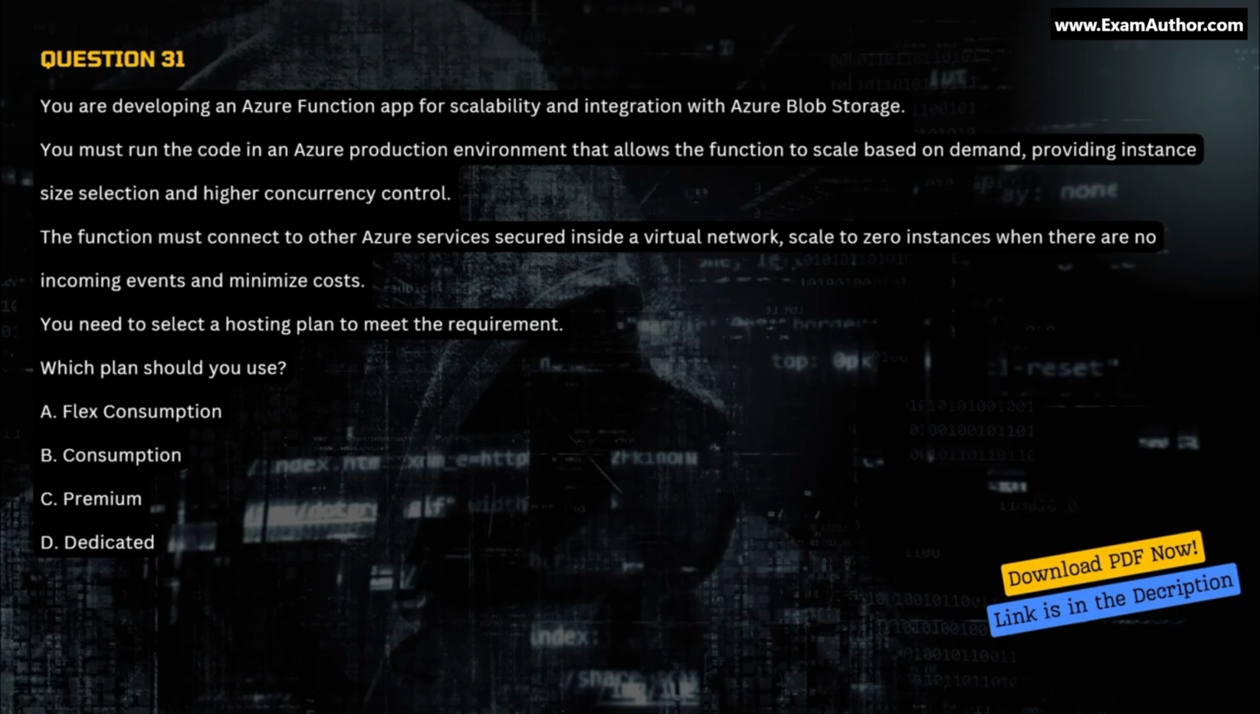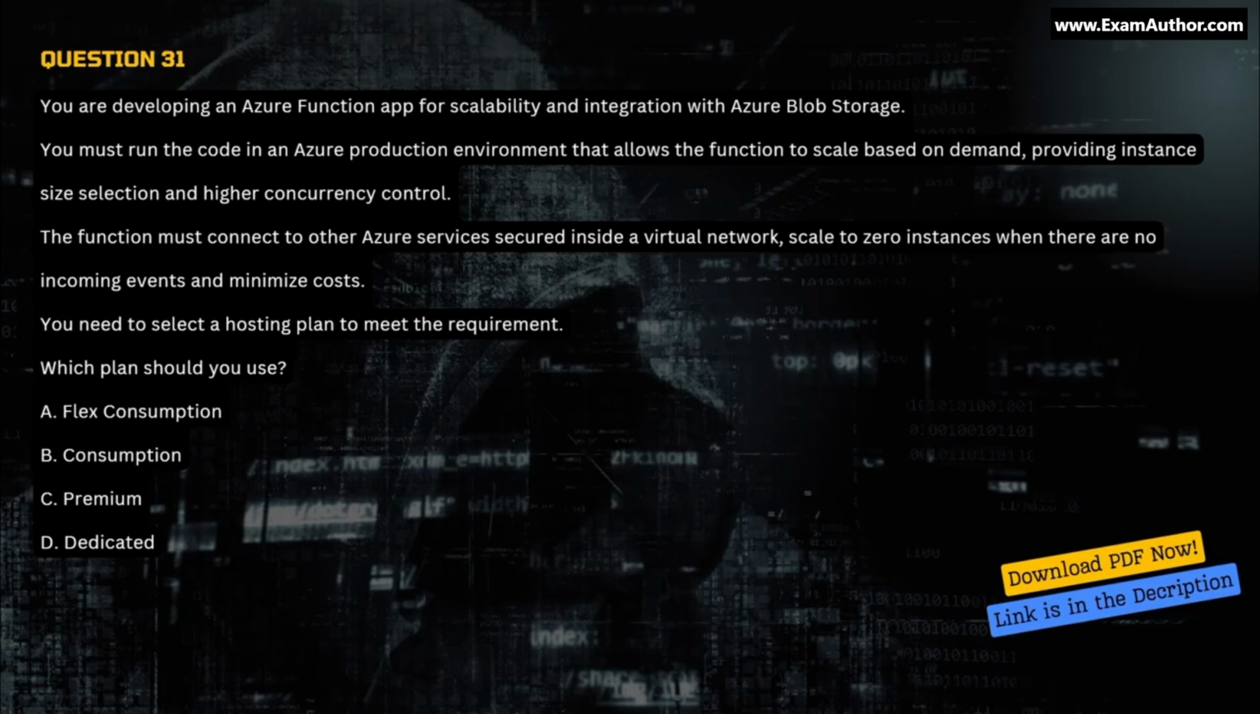You must run the code in an Azure production environment that allows the function to scale based on demand, providing instance size selection and higher concurrency control. The function must connect to other Azure services secured inside a virtual network, scale to 0 instances when there are no incoming events, and minimize costs. You need to select a hosting plan to meet the requirement. Which plan should you use?